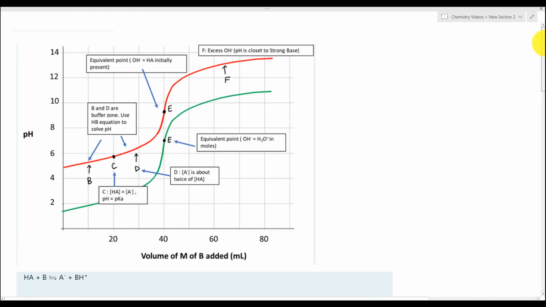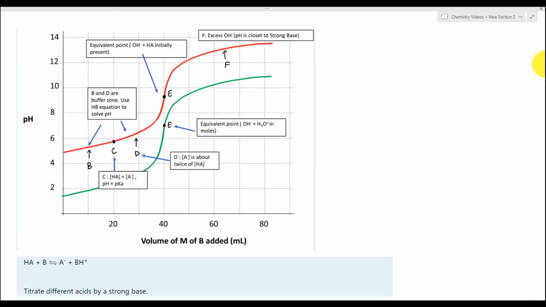Now let's go back up here and look at the very basic graph right here. This graph right here is a strong acid versus a strong base. So I will put strong acid plus strong base. And up here, what you have is a weak acid versus a strong base. So I will call it WA plus strong base.